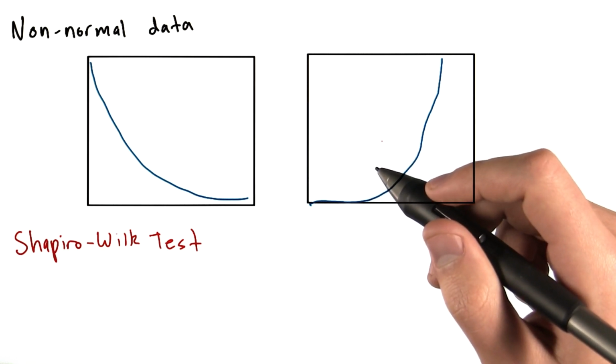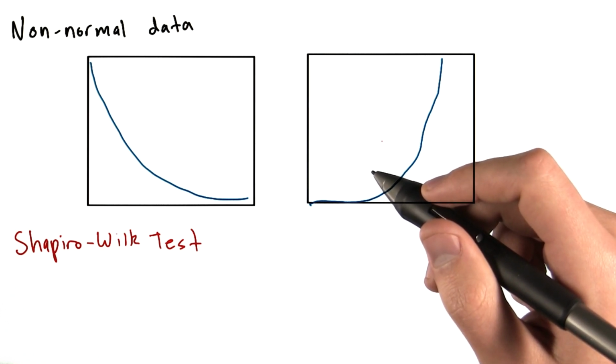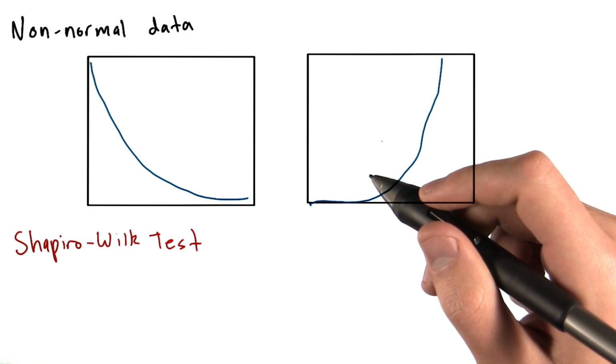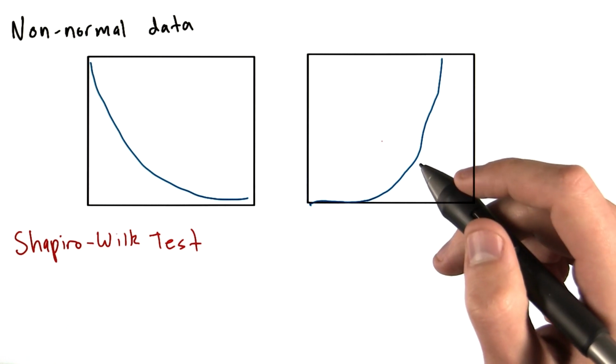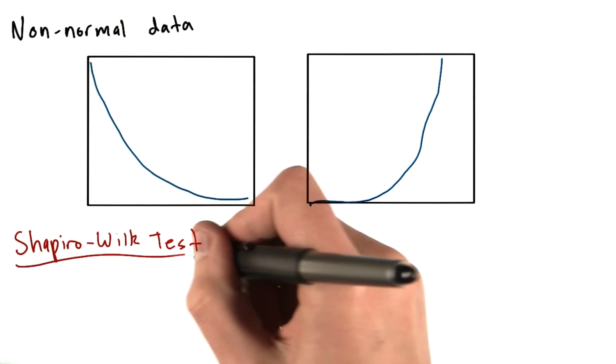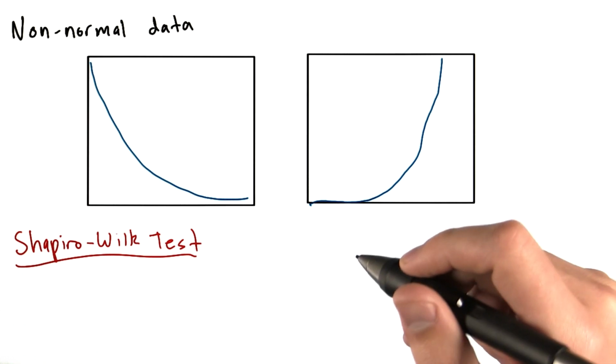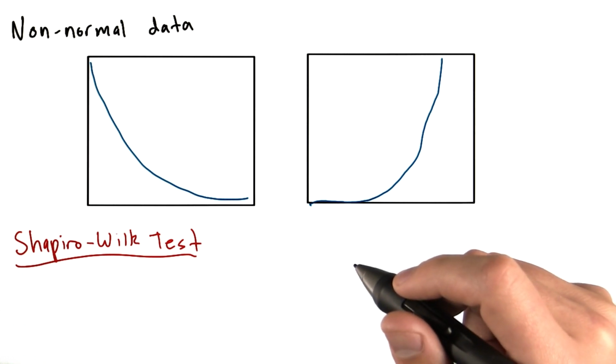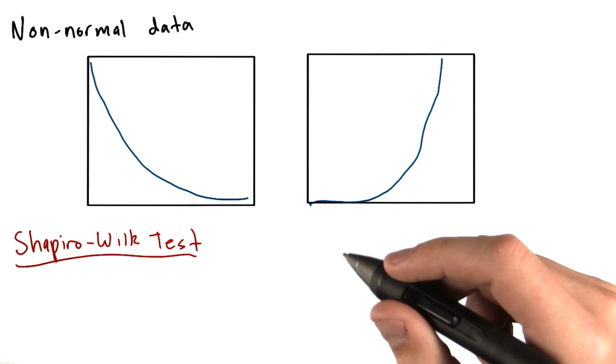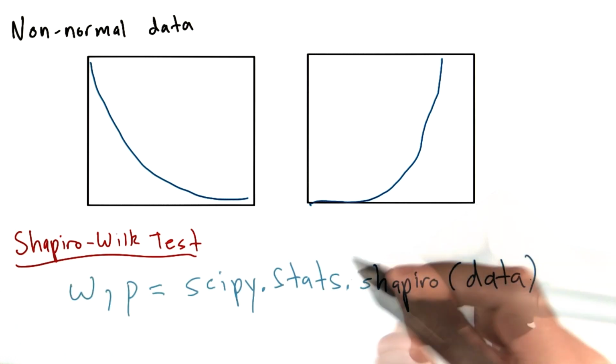There are some statistical tests that we can use to measure the likelihood that a sample is drawn from a normally distributed population. One such test is the Shapiro-Wilk test. I don't want to go into great depth with regards to the theory behind this test, but I do want to let you know that it's implemented in SciPy. You can call it really easily like this.